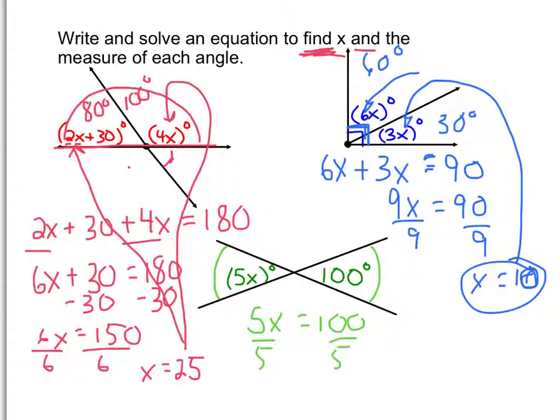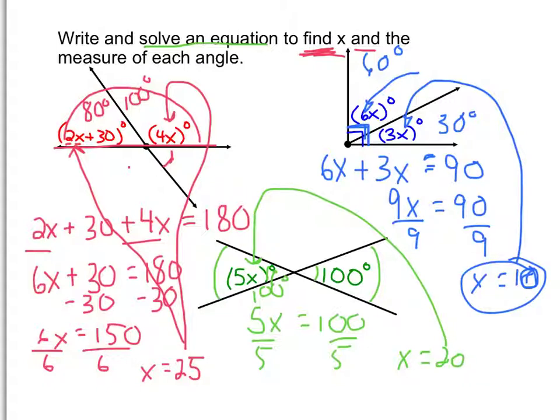Divide both sides by 5. X equals 20. Plug it back in, and 5 times 20 is 100 anyway, because these angles that are across from each other are vertical and they're the same, but we still were asked to solve an equation in order to find x. So you're going to be doing this on your homework.